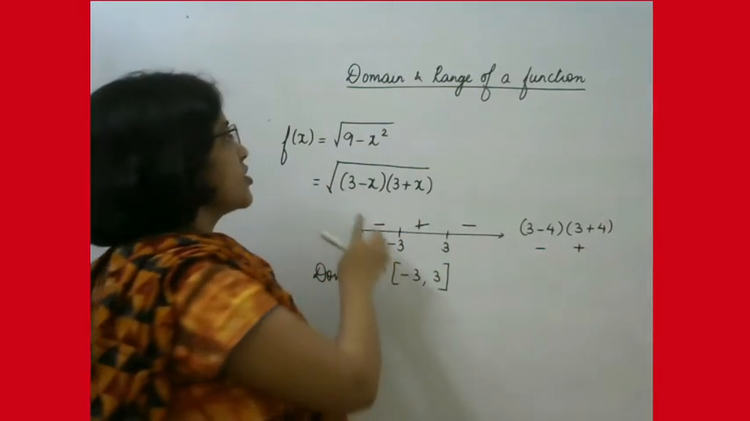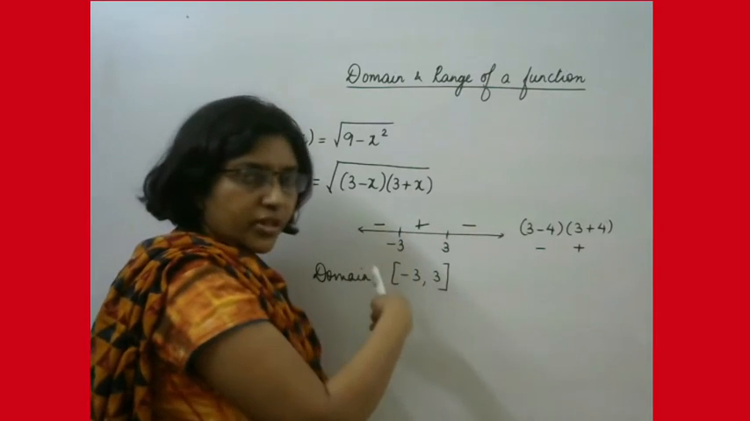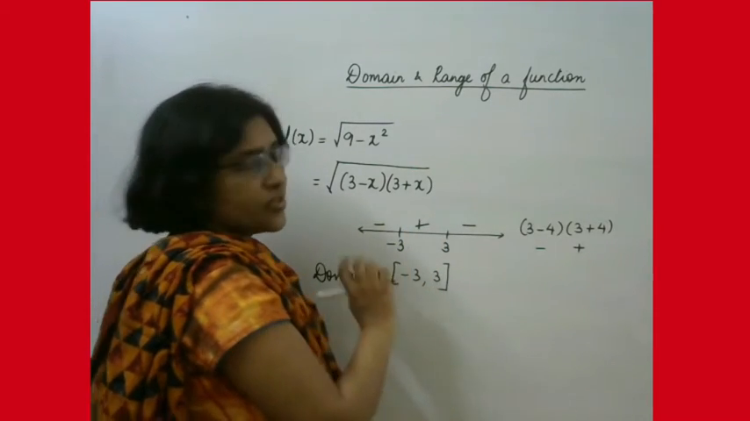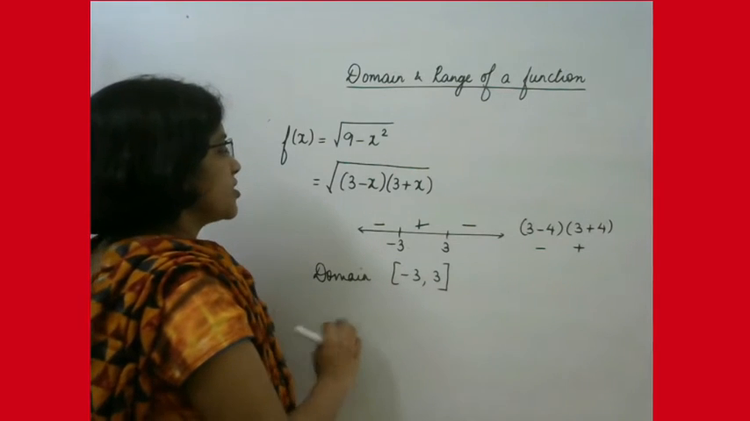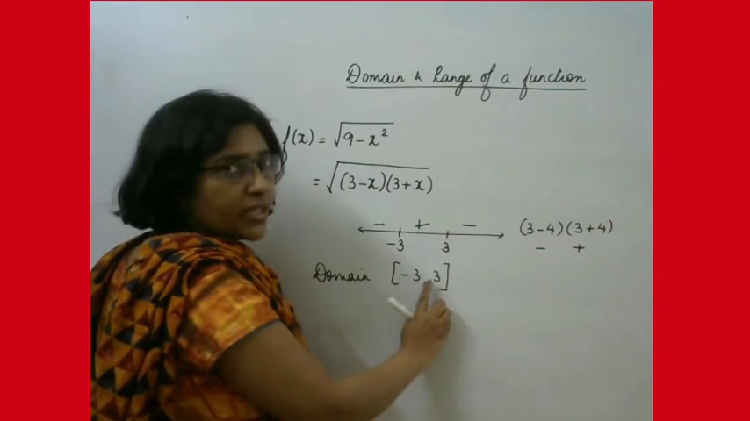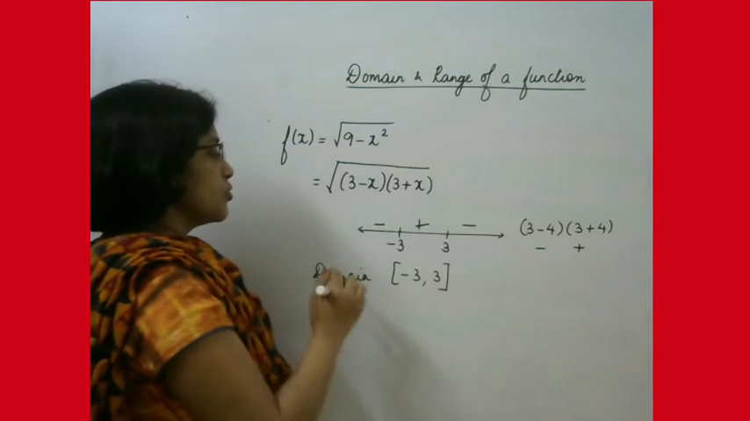If the function becomes 0, it is fine. If it would be 1 upon, we would have to avoid the extreme values. We'll see that in the next question. Okay, so over here it is minus 3 to 3. This is the domain. Let's go to the range.